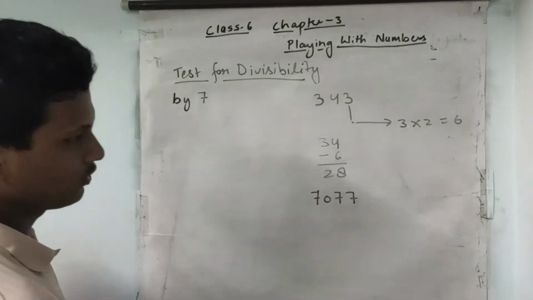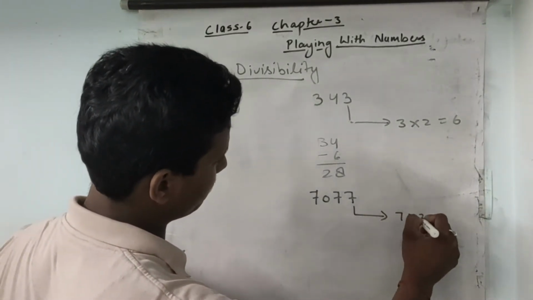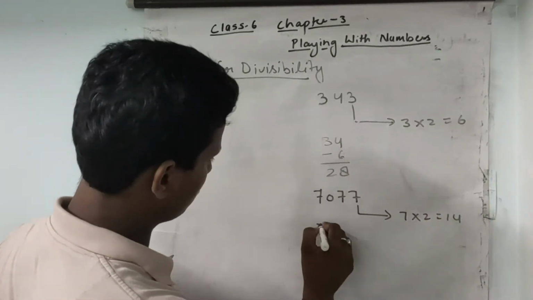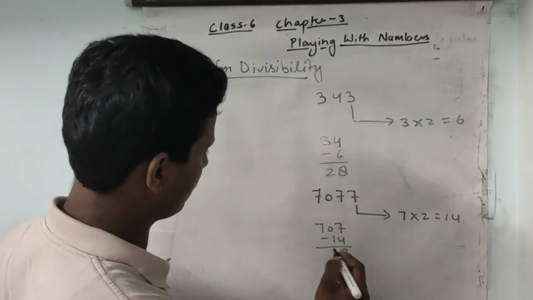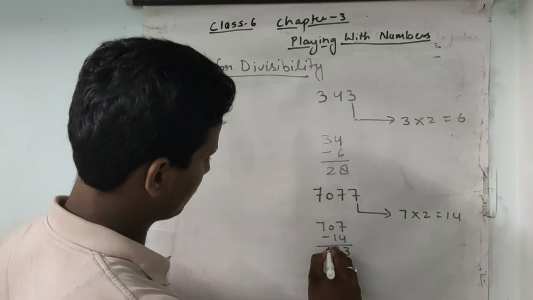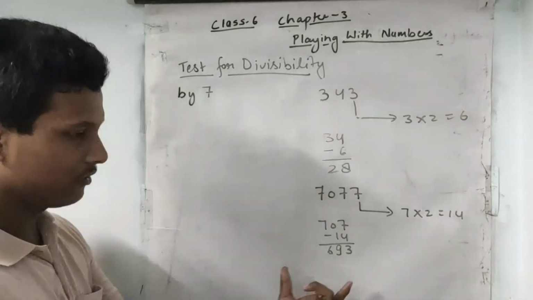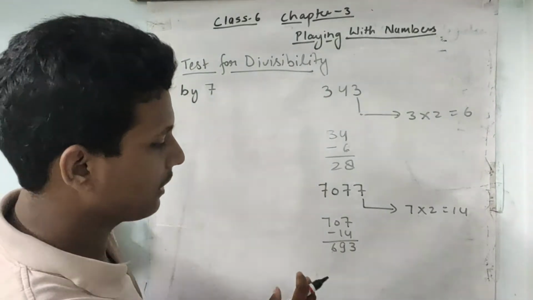7077. What we know is to take out the unit digit and multiply by 2, that is 14. 707 minus 14, that is 693. Then 10 minus 1, that is 9. Again we cannot identify whether it is divisible by 7 or not. So what do we have to do here?